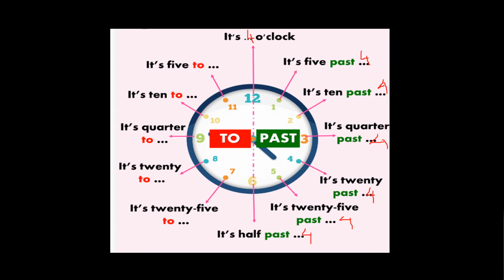And at 4:35, it's 25 to 5. And at 4:40, it's 20 to 5. And at 4:45, it's quarter to 5. And at 4:50, it's 10 to 5. And at 4:55, it's 5 to 5. And at 5 o'clock, it's 5 o'clock.